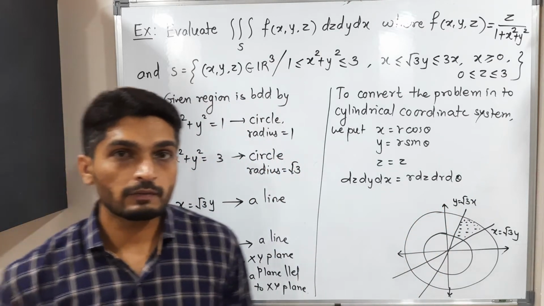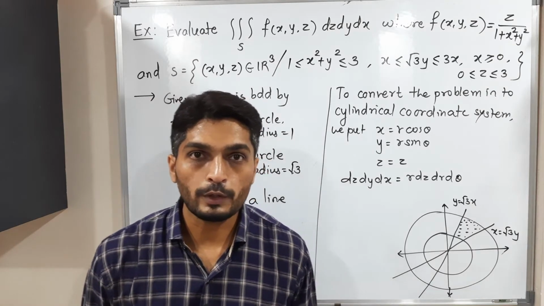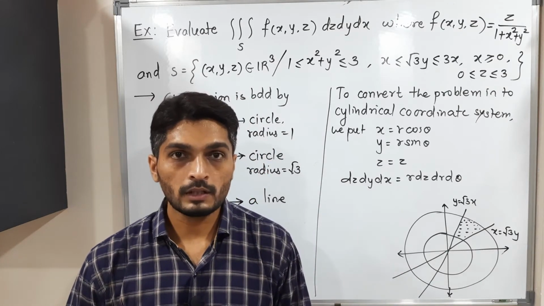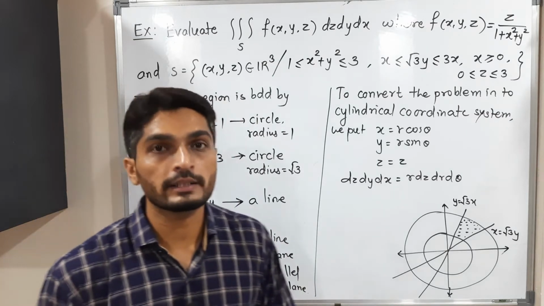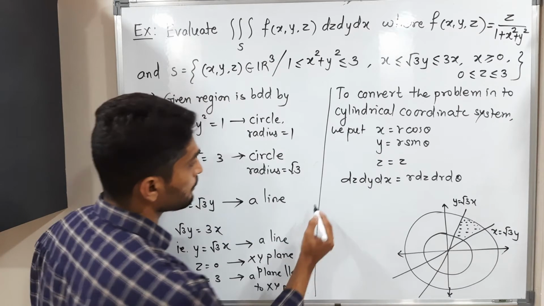So you know that when we convert the problem into cylindrical polar coordinates and we use this substitution, our first task is to convert all equations in terms of r, theta and z. So let us start to do.